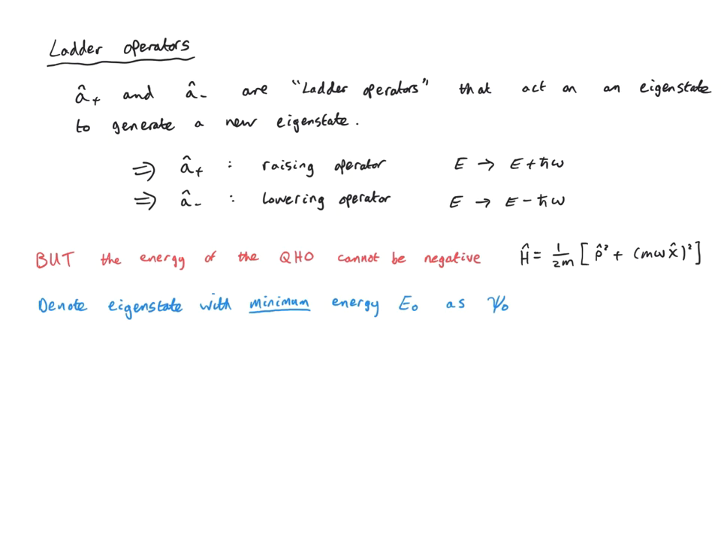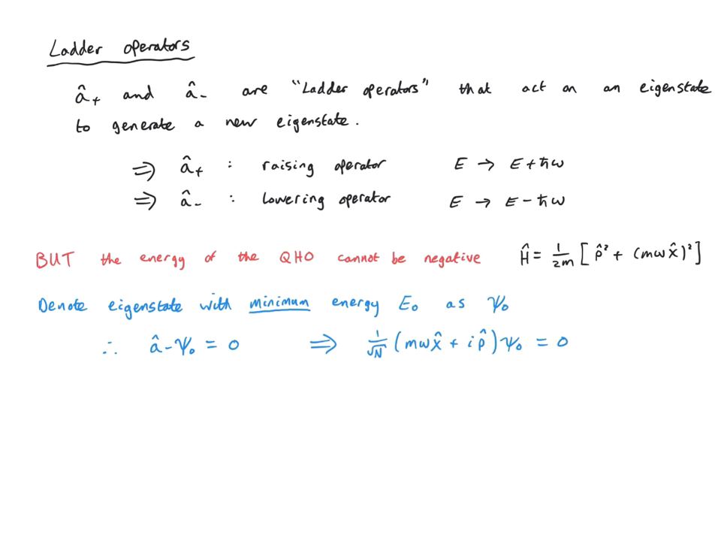So, we'll denote the eigenstate with the minimum energy E naught as psi naught. This will be our ground state. We cannot act on this state with the lowering operator because it would give us a negative energy, so this is really the lowest energy state of our system. That means that if we act on psi naught with a minus, we would get 0. No state with a lower energy than psi naught exists by construction.